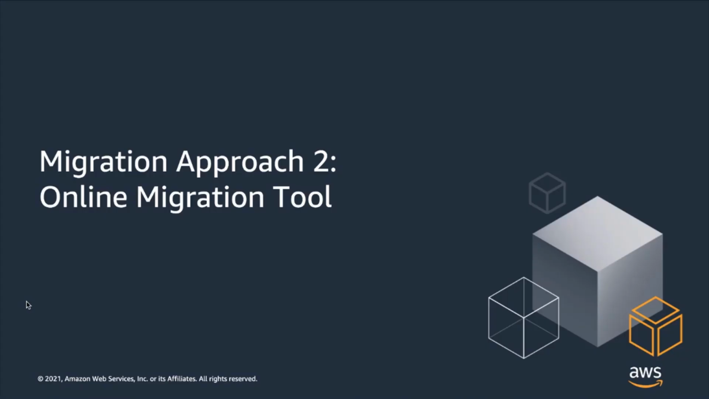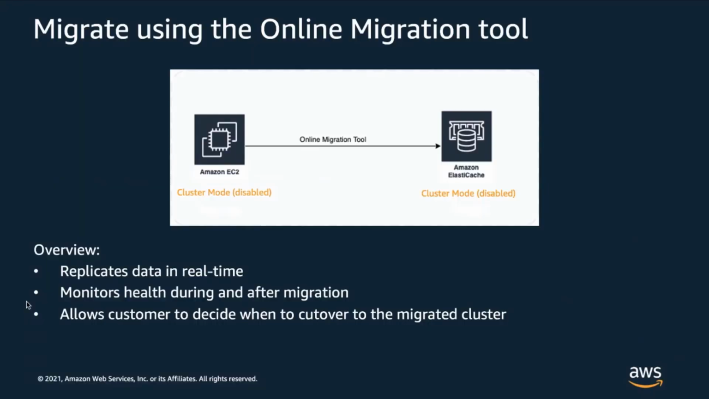Let's take a look at our next approach, leveraging the online migration tool for ElastiCache. Whereas the previous example was an offline approach, the online migration tool lets you perform a live replication and cutover to ElastiCache while keeping your datasets in sync. The process here is to spin up a target ElastiCache environment first, and then point your existing self-hosted Redis environment to this new cluster. This process has a few prerequisites to allow the systems to successfully communicate. So let's take a look at those now.